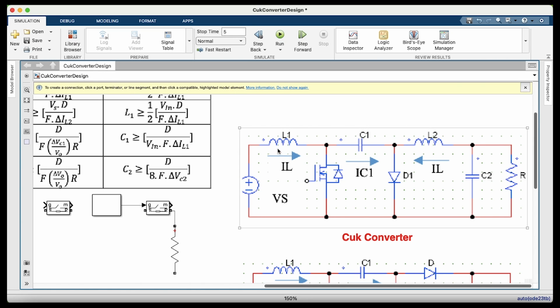Therefore, the inductance current will discharge through L1, C1 and D1. So we will get the current direction this way. Therefore, voltage Vs is equal to the voltage across the inductance VL1 plus VC1. So we can get the capacitance voltage VC1 equal to Vs minus VL1. During this time, the inductance stored energy will discharge this way. Similarly, stored energy in inductor 2 will discharge through L2, then D1 and also the load resistance R.